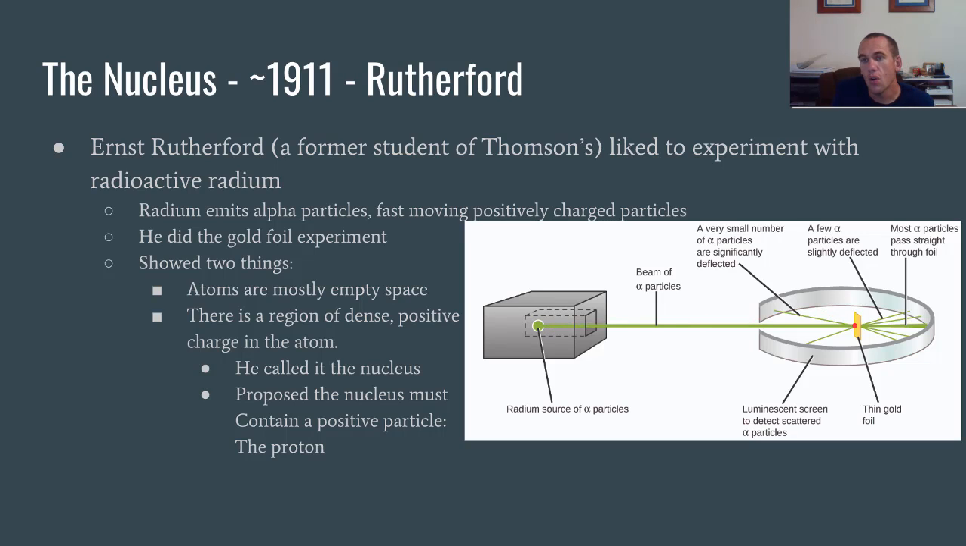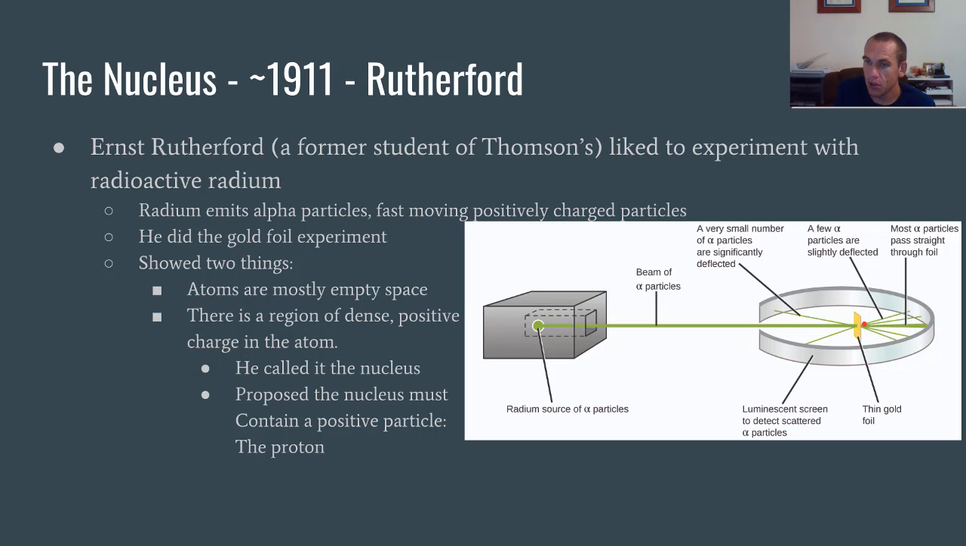So what he did was he took a very, very thin layer, a thin foil of gold, and he shot these alpha particles at it. And what he noticed was most of the alpha particles went straight through. That's what this shows. A few of them were slightly deflected, and an even fewer amount of them bounced almost straight back to where they were. Now, what that means is atoms are mostly empty space because these alpha particles can go through unimpeded.